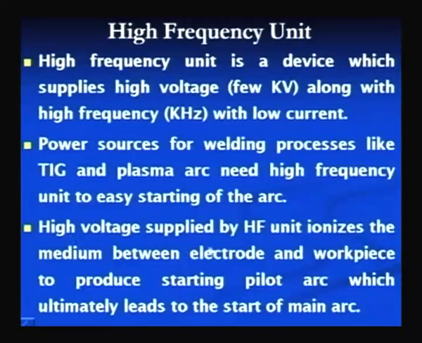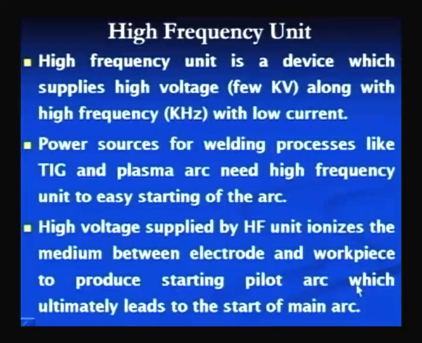So, we can say that the high voltage supplied by the HF unit ionizes the medium between the electrode and workpiece to produce the starting pilot arc, which ultimately helps to start the main arc. Here, the pilot arc is started by the HF unit, which helps to ignite the main arc. This pilot arc is generated by the ionization of the arc gap, and that ionization takes place due to the field emission generated by the high potential difference established between the workpiece and the electrode.